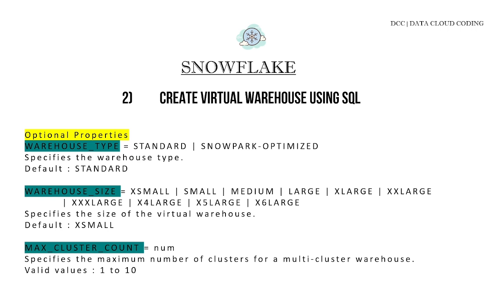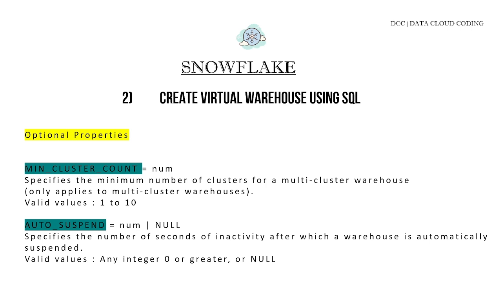Maximum cluster count we can specify. These are all the optional properties. We do have to specify a number for the maximum cluster count, which can be a value ranging from 1 to 10. Similarly, if I have a multi-cluster warehouse, I also have to specify the minimum cluster count, and the values are in the range of 1 to 10.